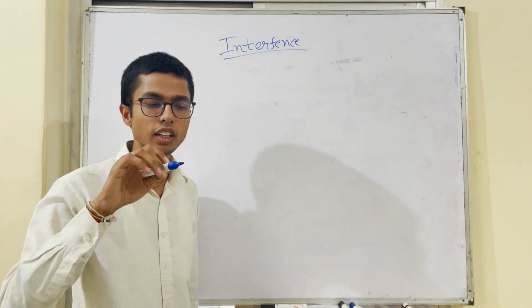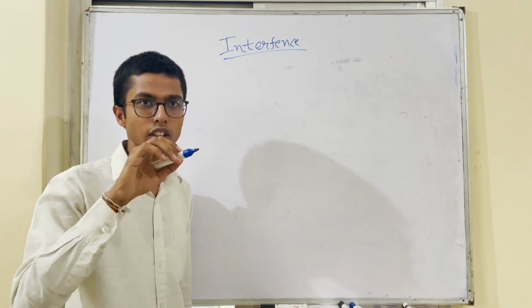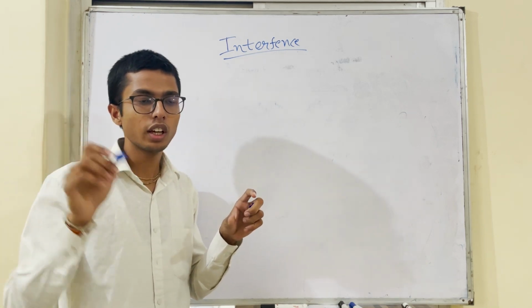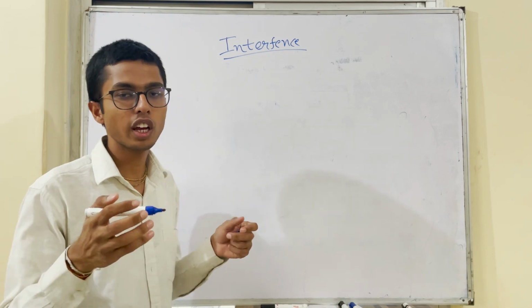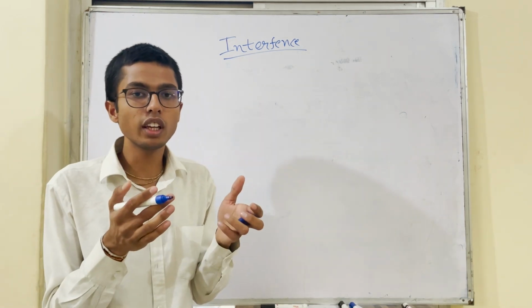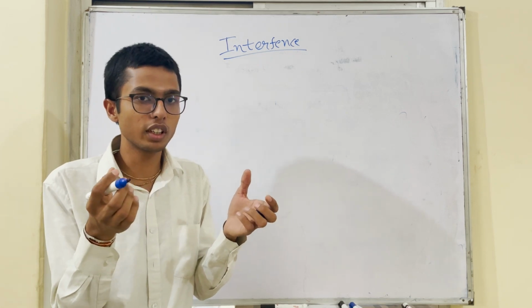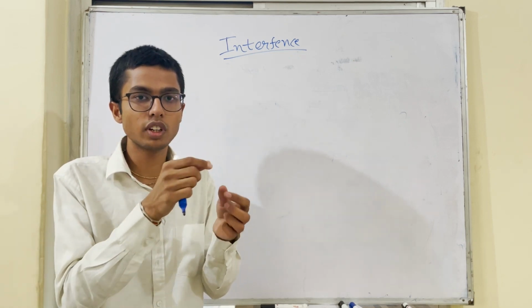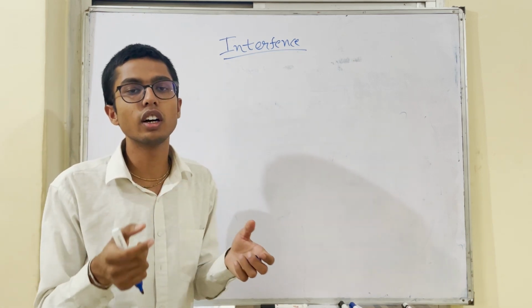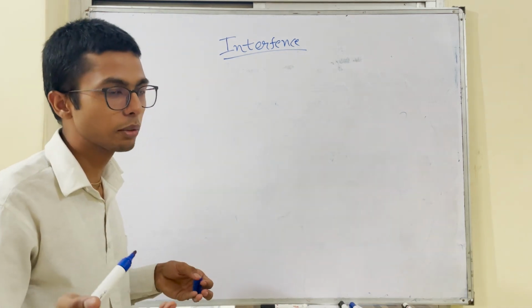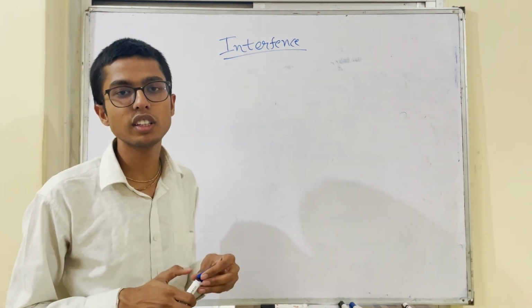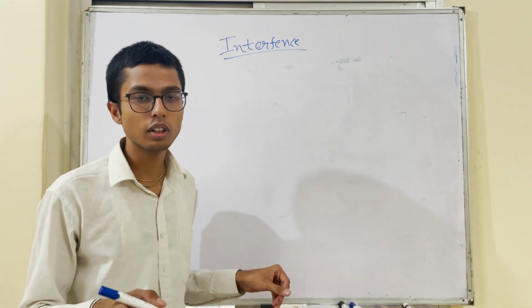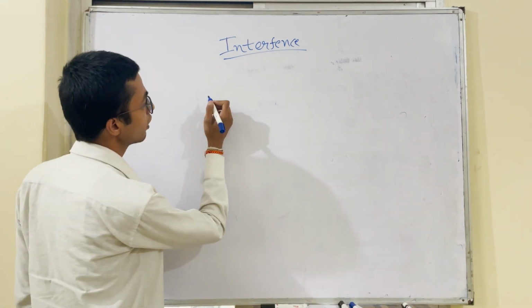Whenever I say interference, it means two coherent waves are moving and they are superimposing. At the meeting point of the waves, the resultant intensity is something different from the individual intensities of the waves. It may be equal, but after the resultant it may come to some other value.